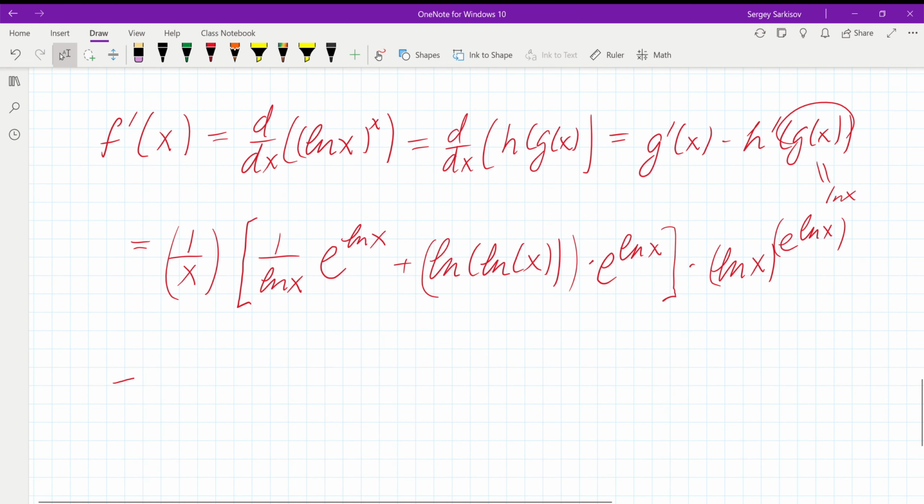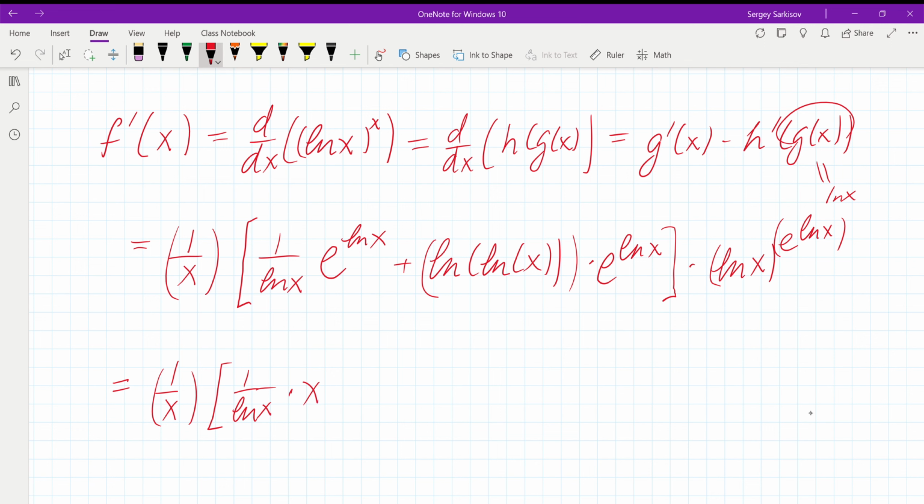So let's say we have 1 over x on the outside. Let's simplify this the best we can. It's 1 over ln x, right? Times x, that's just x, right? Plus ln of ln x, weird, like that, but it's what it is. Times x, right? So the x's will cancel here, here, and there. Cool, right? Times ln x to the x power.